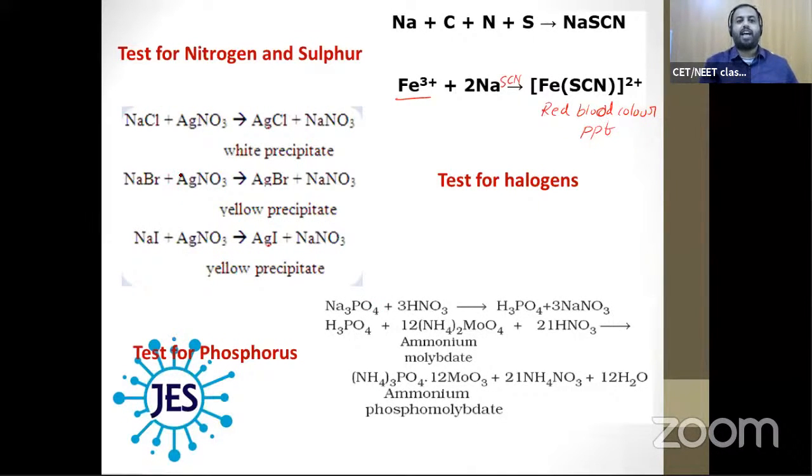Then you have test for halogens. If chloride is present, upon treating it with silver nitrate, you get a white PPT. If bromide is present, upon treating with silver nitrate, you get a yellow PPT. And if iodine is present, upon treating with silver nitrate, you get a pale yellow PPT, slightly darkish yellow PPT, indicating presence of iodine.